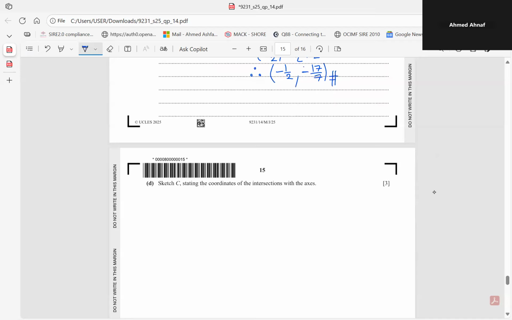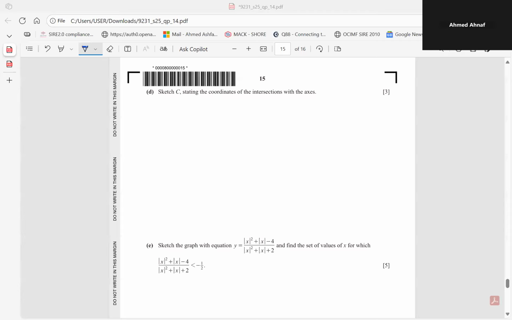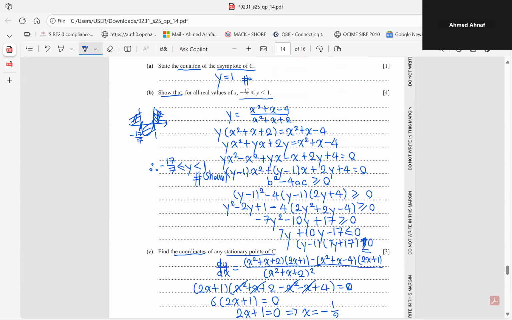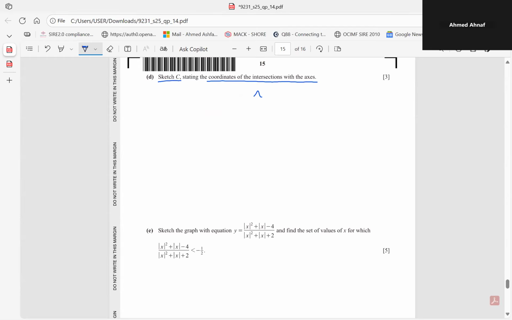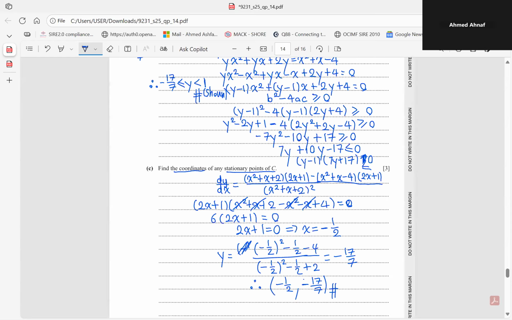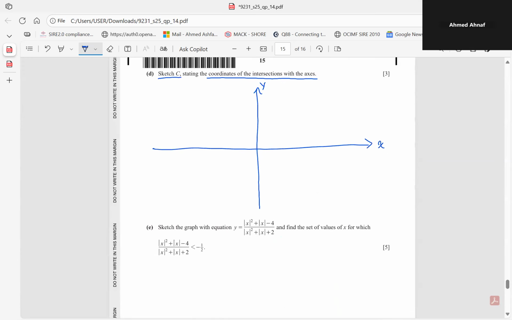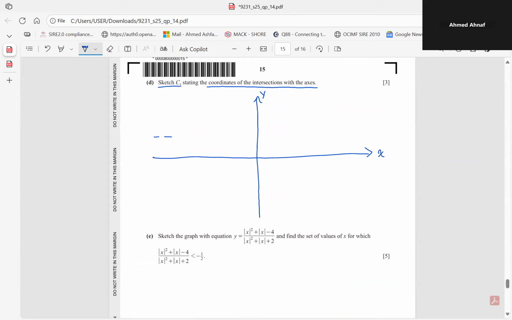Let's head on to the next part. Okay, so for this part, we're supposed to sketch C, stating the coordinates of the intersections with the axes. So we're supposed to state the coordinates of the x and y intercepts. Let's first draw our axes. And by the way, when you're doing this in the exam, please use a ruler and don't draw freehand like me. So the asymptote, we only have one asymptote, which is y equals 1.